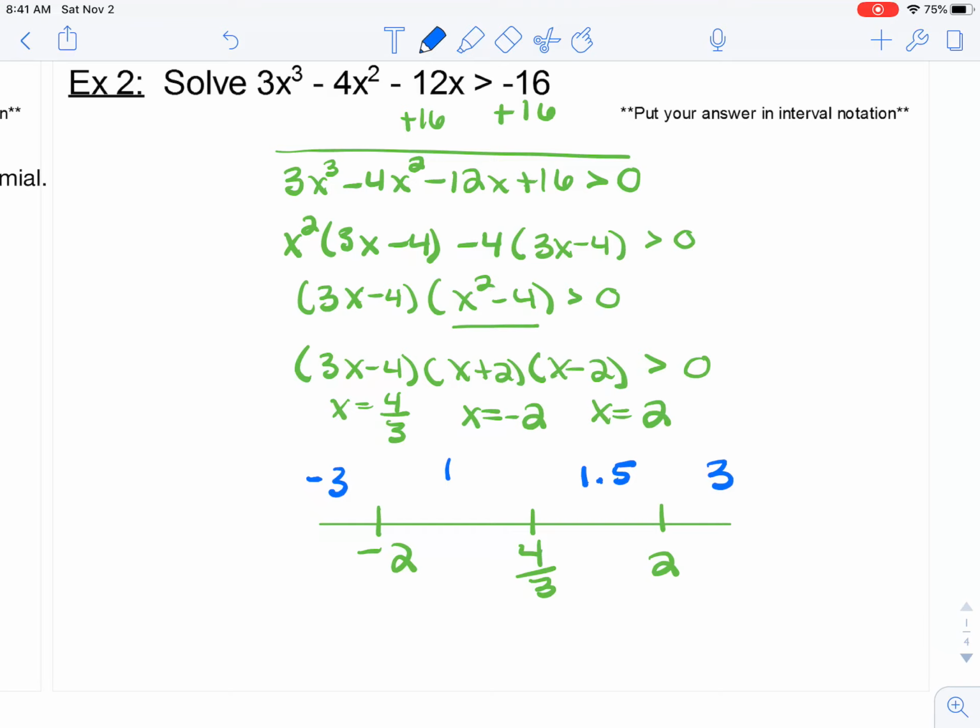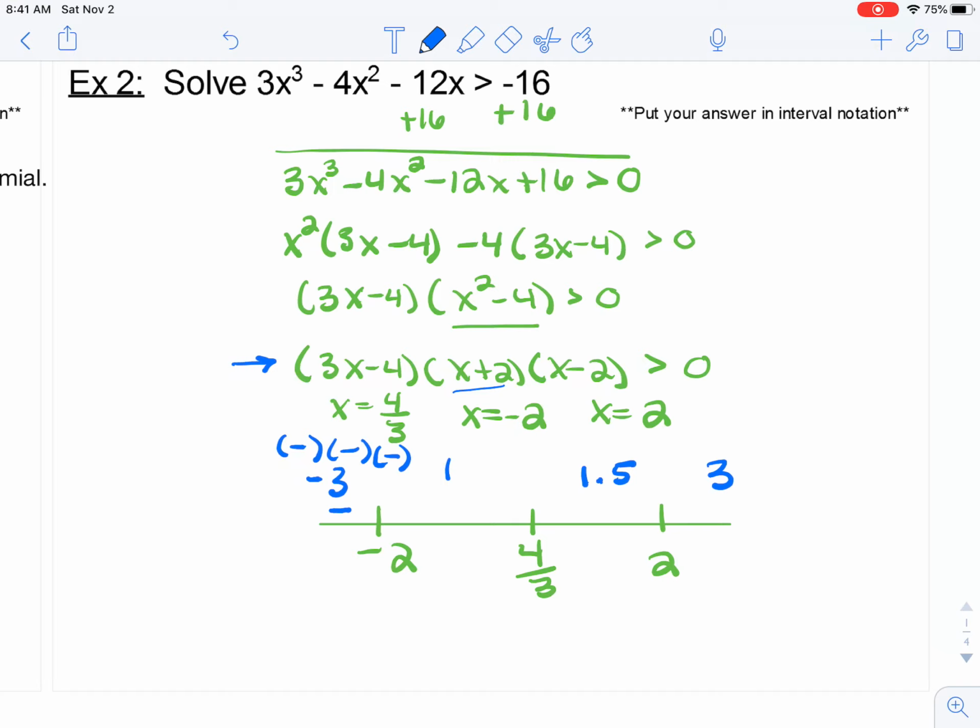So if I plug in negative 3 into this inequality right here, 3 times negative 3 is going to be negative 9 minus 4, so that's going to be negative. If I plug it into x plus 2, so negative 3 plus 2, that would give me a negative answer. And then negative 3 minus 2, that would give me another negative. So a negative times a negative times a negative, that would be a negative interval.